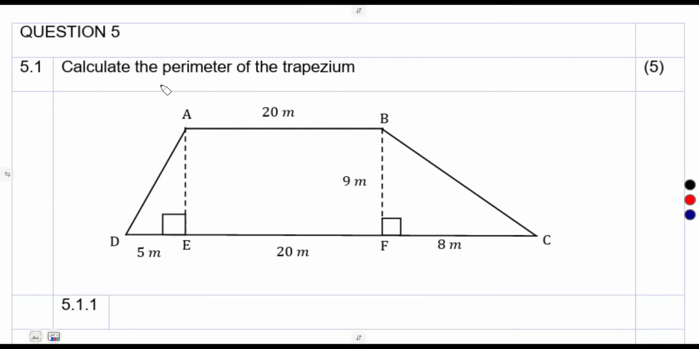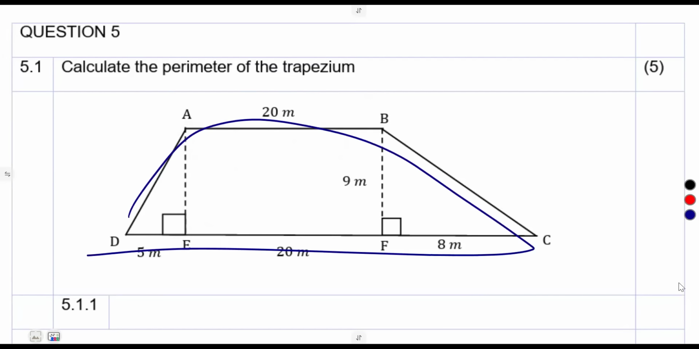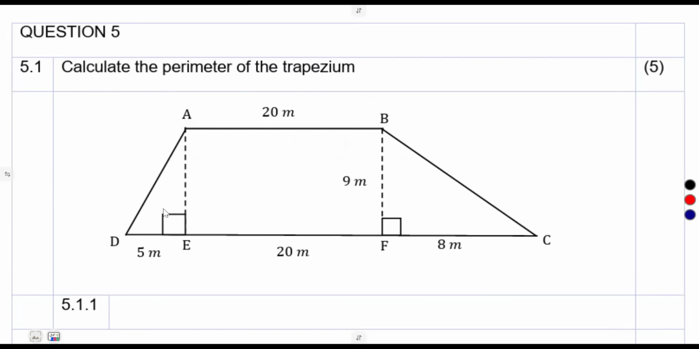Then question number 5: calculate the perimeter of the trapezium, the distance right round the shape. But we can see that we are limited because we do not have this side and this side. So let's calculate these sides. AE is 9 meters. AE and BF are exactly the same, so it is 9 meters. We can calculate AD using Pythagoras theorem in a right angle triangle. We are calculating the missing sides first, so let's start with AD.